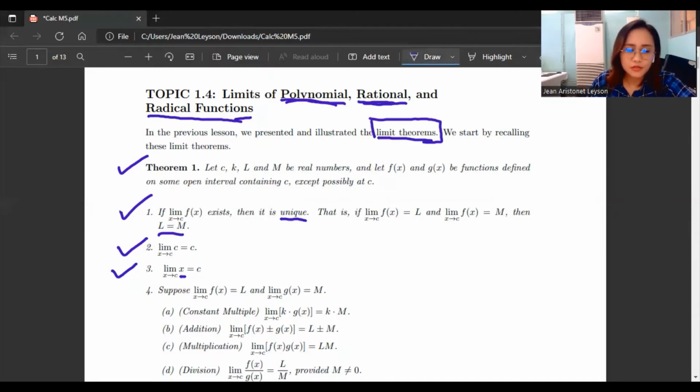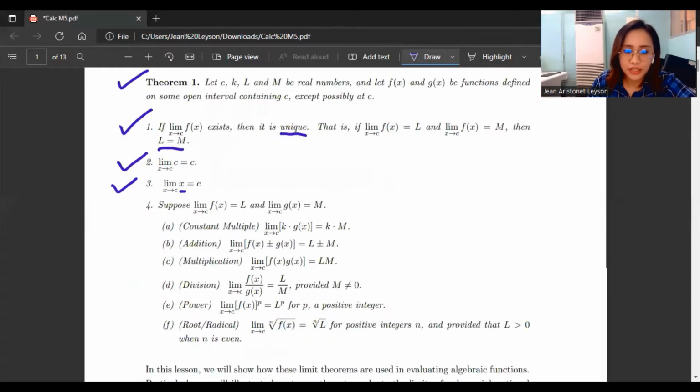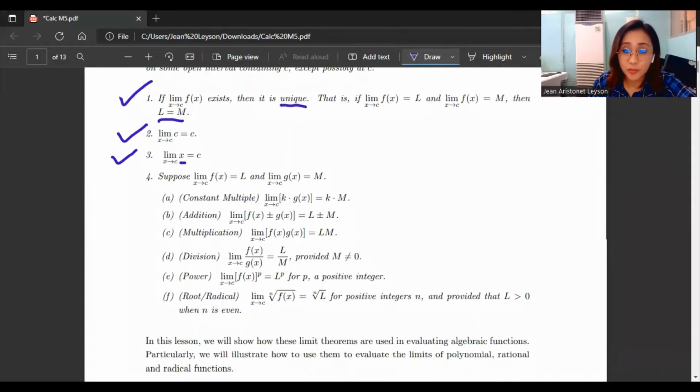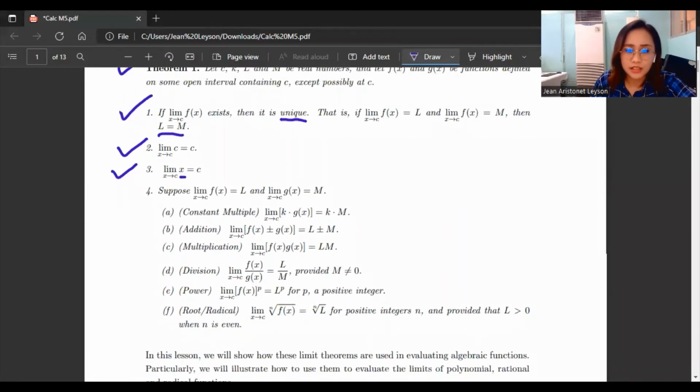Next, for number 4, letters A, B, C, D, E, and F. These are theorems concerning operations: constant multiple, which is somehow multiplication, then addition, multiplication, division, raising to a power, and extracting the root, or functions wherein we have radicals.